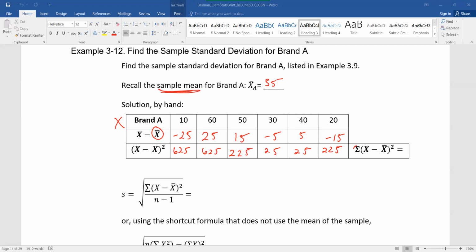And then now this little sigma here, that just means the sum of. So we're just going to add all of those numbers. So we're going to take 625 plus 625 plus 225 plus 25 plus 25 plus 225 is 1750.